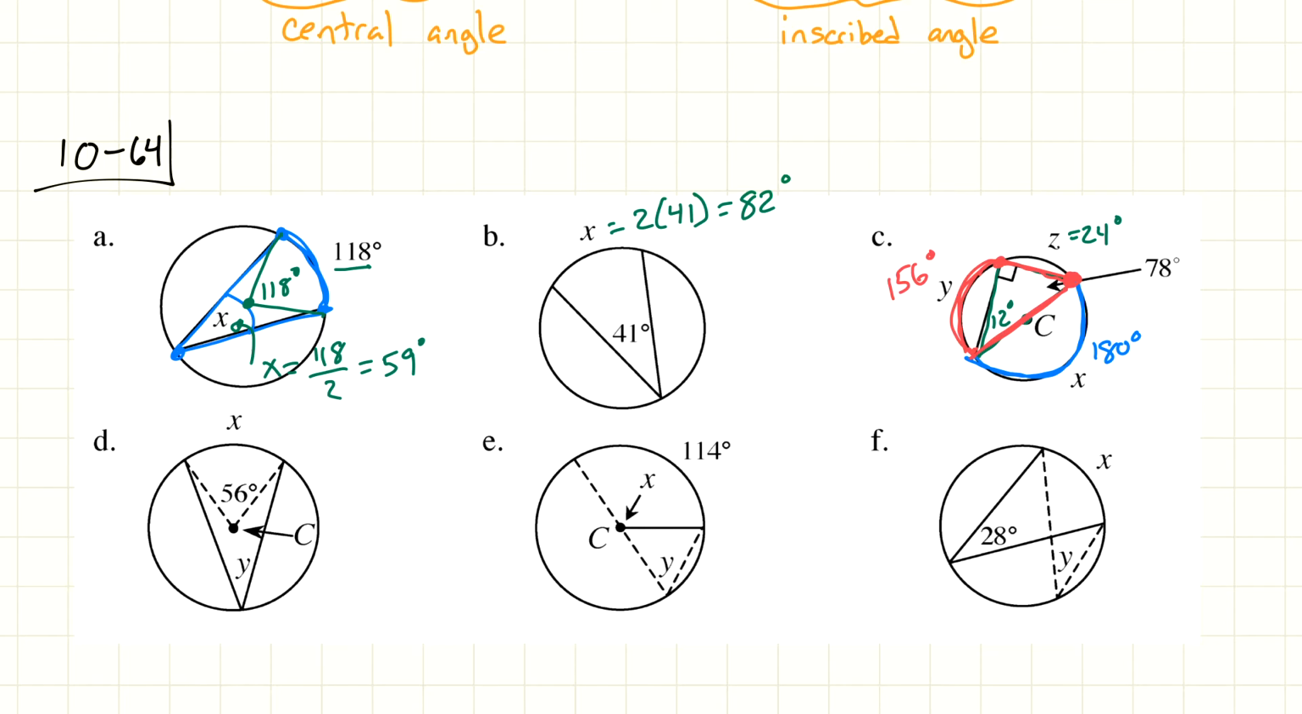All right. And then on D, part D is kind of similar to A and B together. We have this central angle that's given to us, and so that's nice. Central angle and its arc are always the same, so I'm going to say this is 56 degrees. And then the y is going to be half of the central angle, which in this case we want to take half of 56. So 56 divided by 2.